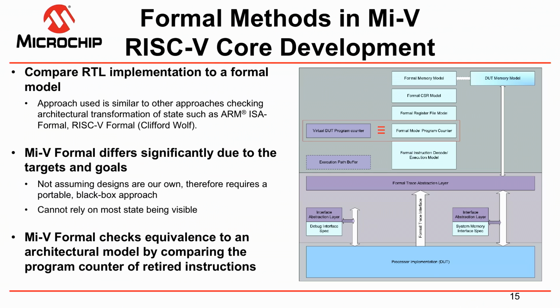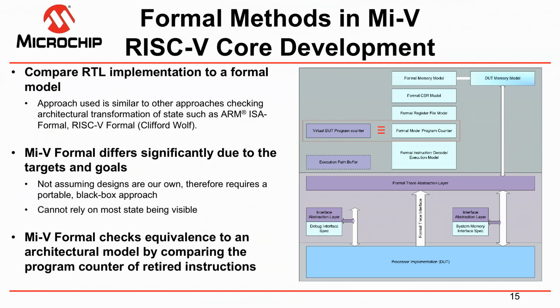Essentially, the technique we're using to formally verify processors is similar to the one in the ARM ISA formal and RISC-V formal from Clifford. But there are some significant differences in the approach we've taken, because we're not necessarily assuming that the CPUs we're integrating are our own CPUs, or that we have any way of understanding where certain architectural state is. For example, ISA formal requires a bus with the GPR state, but we're not assuming that we can even get hold of that. So we're looking at a slightly different approach. On this diagram on the right, these are the three main parts of our formal setup.